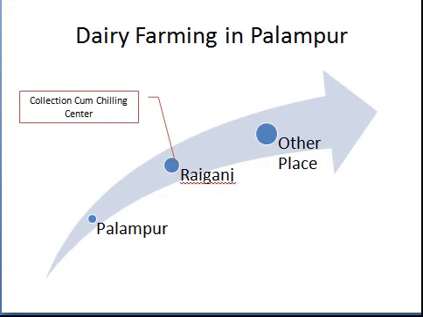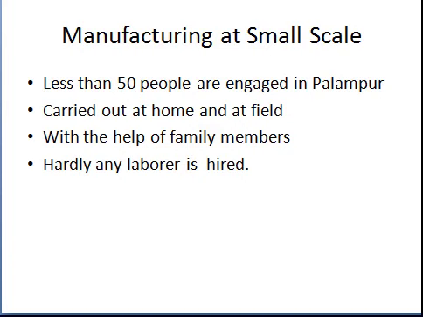The second non-farming activity is manufacturing at a small scale in Palampur. At present, less than 50 people are engaged in manufacturing in Palampur. Unlike the manufacturing that takes place in big factories in towns and cities, manufacturing in Palampur involves very simple production methods and is done on a small scale. They are carried out mostly at home or in the fields with the help of family labor.